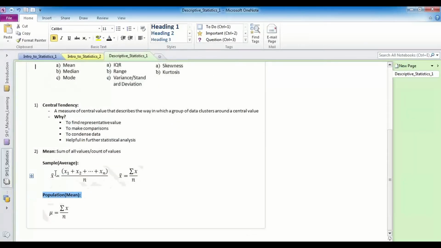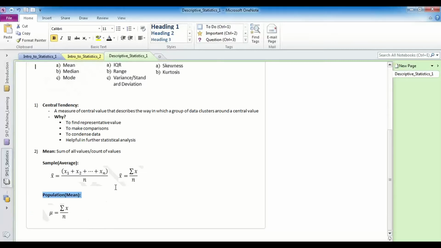As you see here, in case of average, it is denoted as X bar. So there is a bar on top of the X that we write. This is the symbolic notation if you want to call it an average. But the moment you talk about a mean, it is represented by the Greek letter mu.